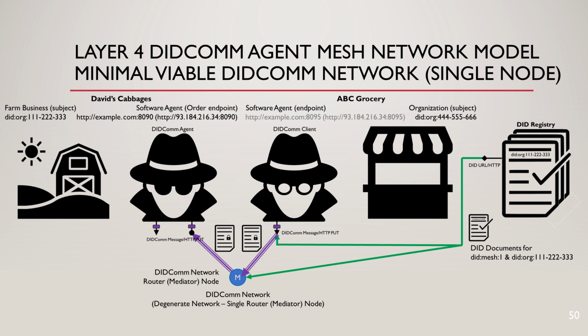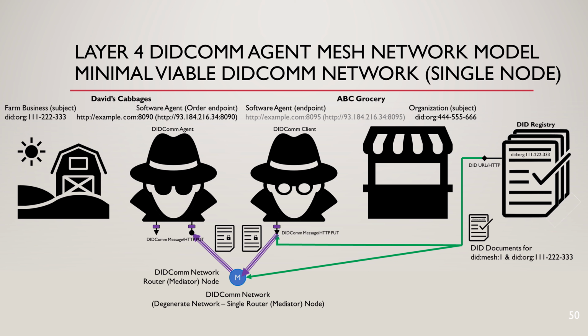There is a concept of a minimum viable DIDComm network, and you can think of that as a single node. So let's say you just need the capability to support disconnected clients. You just need one node to do that. And so that's what we see symbolized here. ABC Grocery sends its messages to that single relay. If David Cabbages is running or has a disconnected agent at that particular time, they'll just be cached there in that node called M.